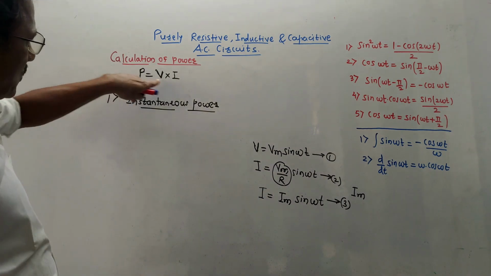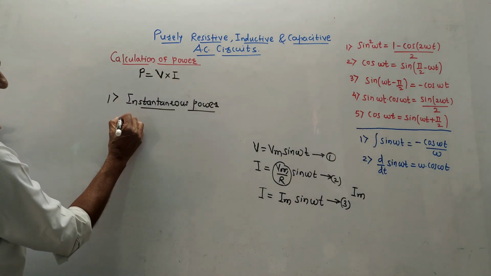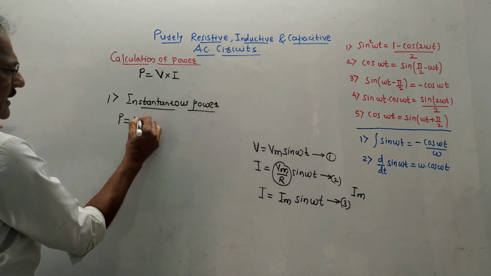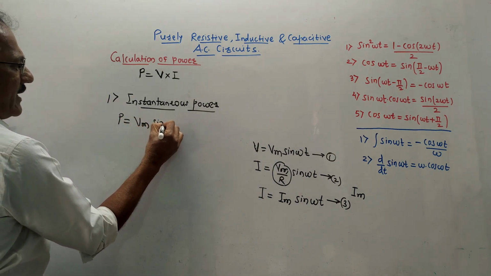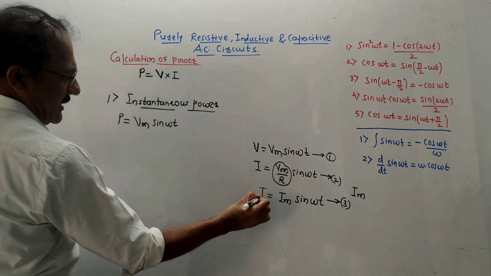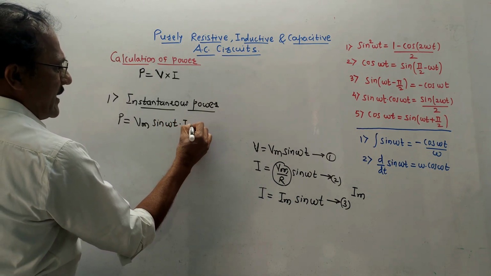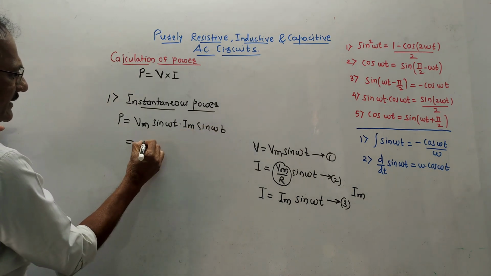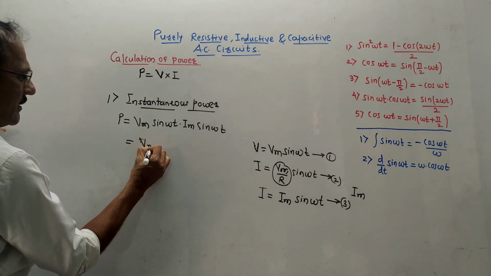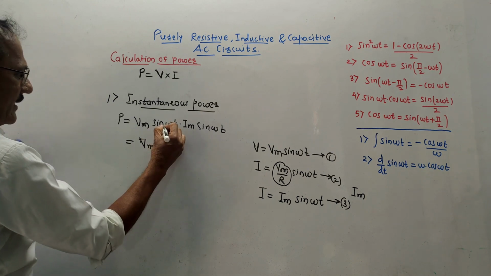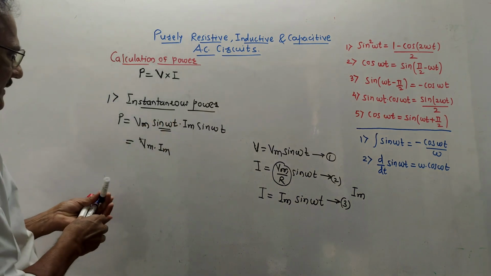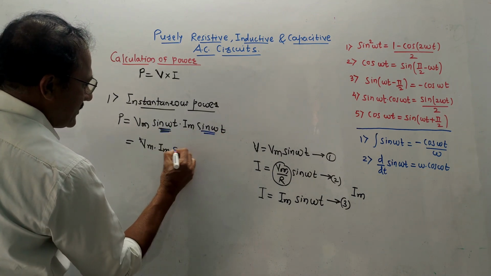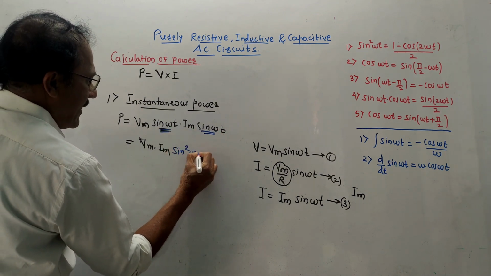Now, P equals V into I. In this equation, I will put the values of V and I. V is equation 1, that is Vm sin omega t, and I is equation 3, that is Im sin omega t. Simply, I will write it as Vm into Im, and the two sine terms can be written as sine square omega t.